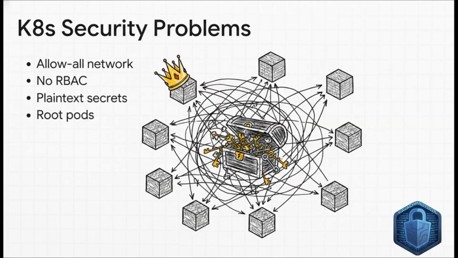Kubernetes uses a default allow networking policy, meaning any pod can talk to any other pod. Often, there are zero role-based access control restrictions. Secrets in etcd are basically stored in plain text as simple base64 encoded strings, which, by the way, is not encryption. We routinely see pods running as root and mounting the host file system. Any single one of these is exploitable, and most clusters actually have all of them.